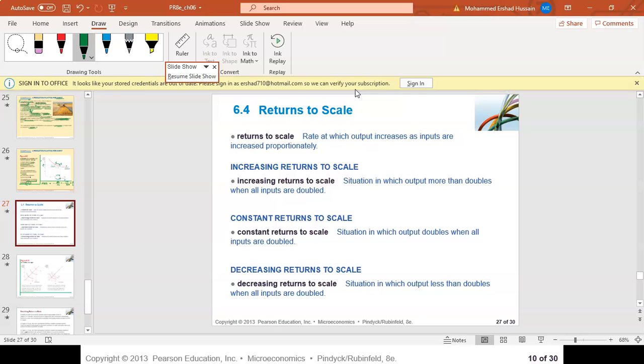Now, the next thing we want to discuss is returns to scale. Returns to scale, right? The rate at which output increases as inputs are increased proportionately, right?